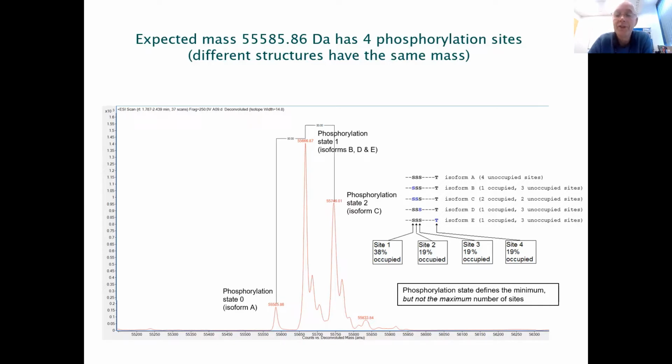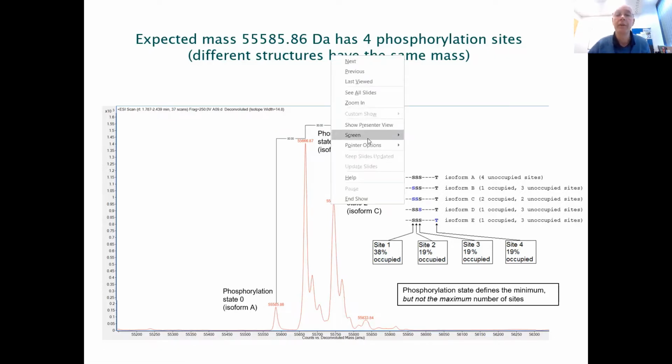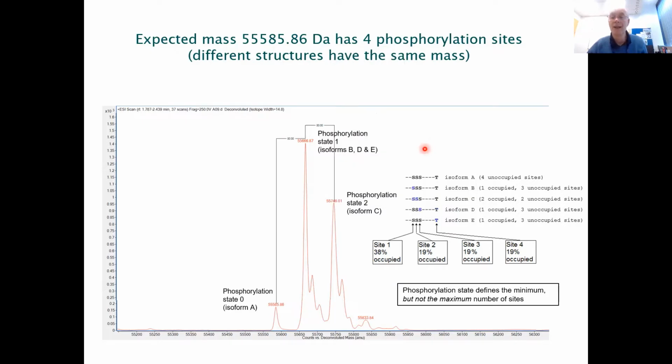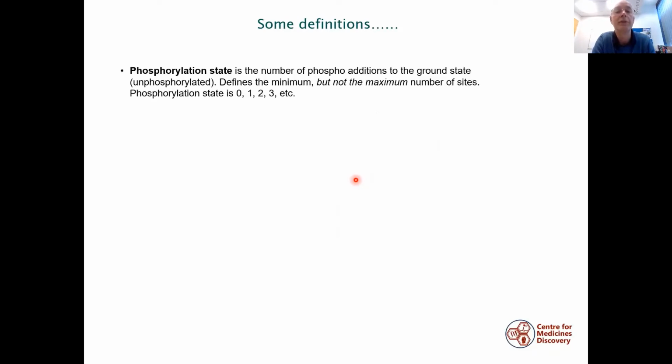So this phosphorylation state, phosphorylation state 2 here, defines the minimum number of phosphorylation sites, but not the maximum. There can be any number of sites. So please bear that in mind. And I want to just define some aspects of phosphoproteins.